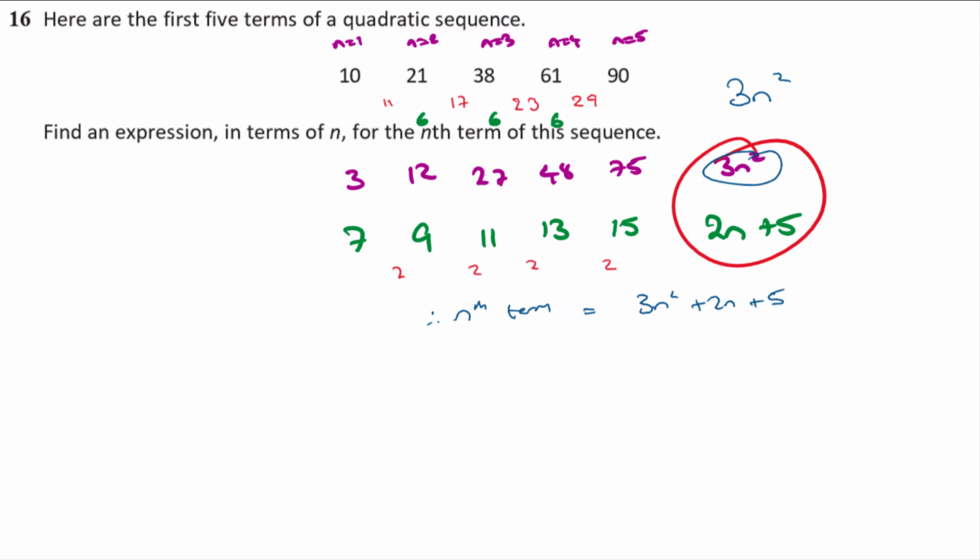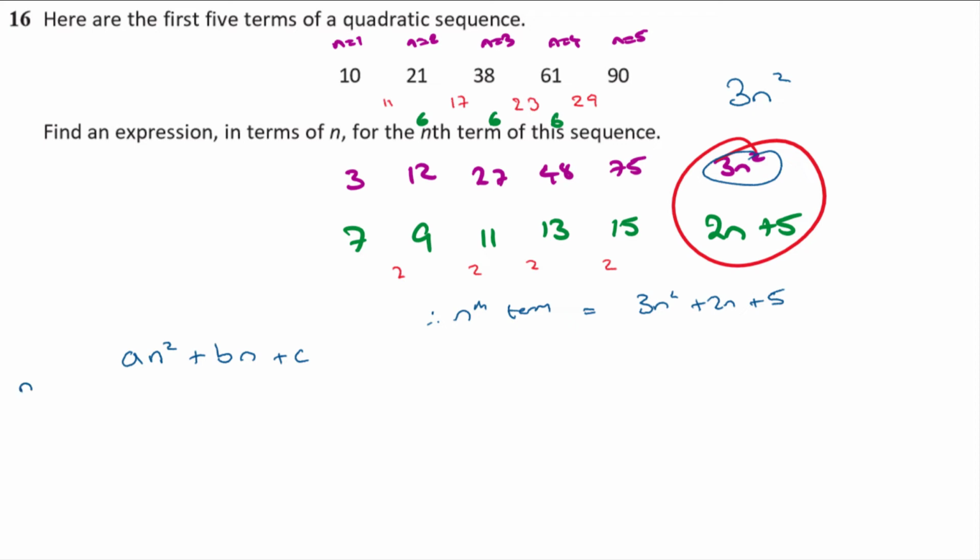I use it with the general form of a quadratic. So if it's a quadratic sequence, then the general form of a quadratic is an squared plus bn plus c, isn't it? That's the general form of the quadratic, okay? Where a, b, and c are some constants, okay?